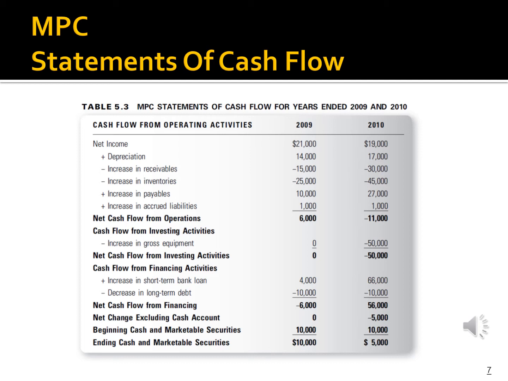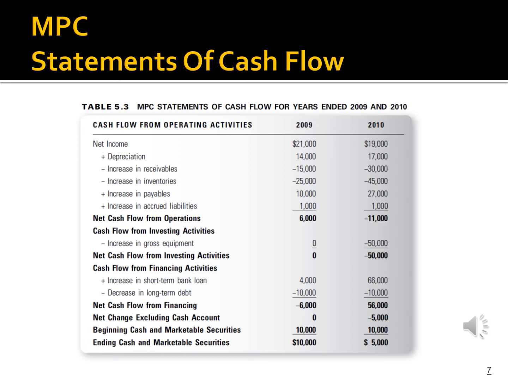Okay, so net cash flow from operation. These are all items related to the operations. Operation items are the items used to run the business. So cash in 2009 is 6,000, but cash in 2010 is a deficit and negative, meaning that the company does not have a good balance as a cash balance.